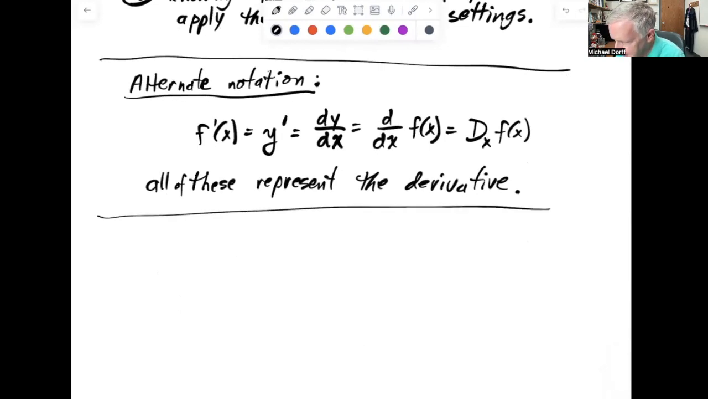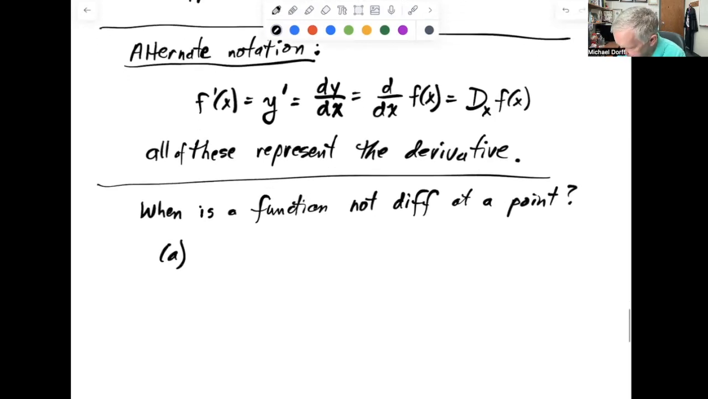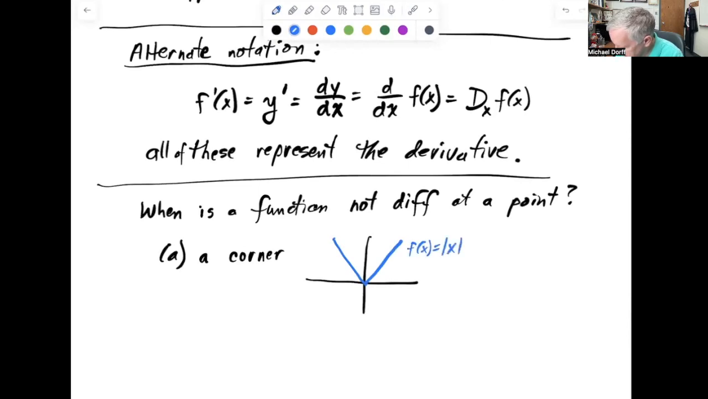Okay, so we have these alternate notations for the derivative. There are times when a function is not differentiable at a point. Well, there are three main cases, and the first is at a corner. So if I have a graph of a function, let's say we do this function here. This is my function here, the absolute value of x.